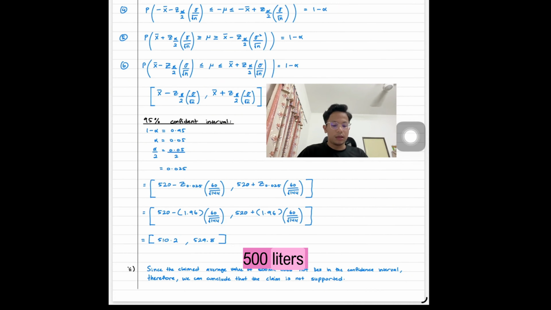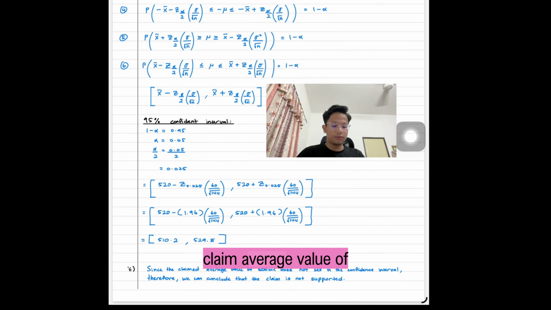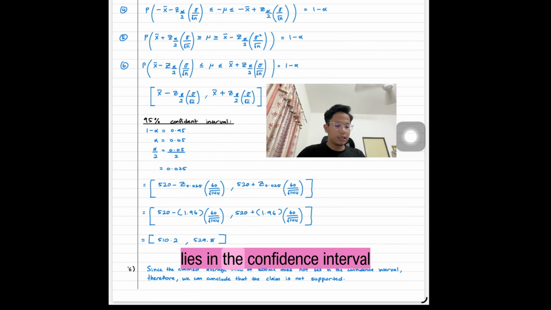And then question 2, the company claims that the average daily household water usage is 500 liters. Since the claimed average value of 500 liters does not lie in the confidence interval, therefore we can conclude that the claim is not supported.